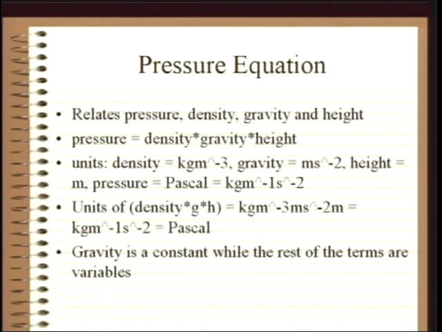So if we multiply all those units out on the right-hand side of the equation, we are going to end up with the units in pascals. Pascal is kilogram meter to the -1 seconds to the -2. And in this equation, gravity is going to be treated as a constant of 9.8 meters per second squared.